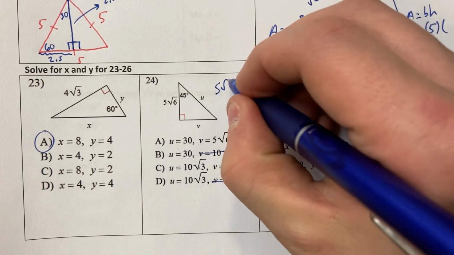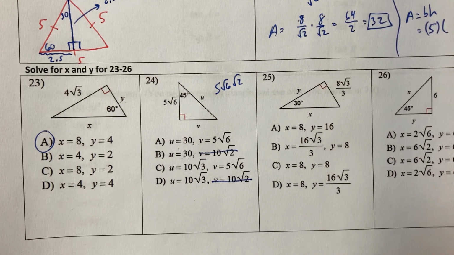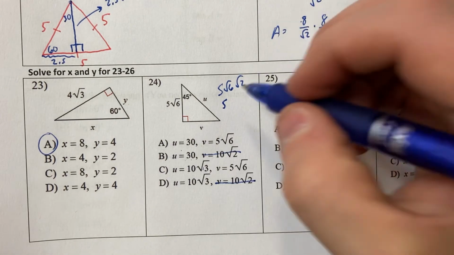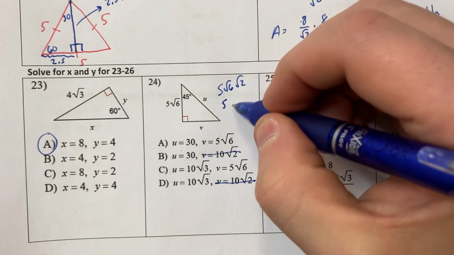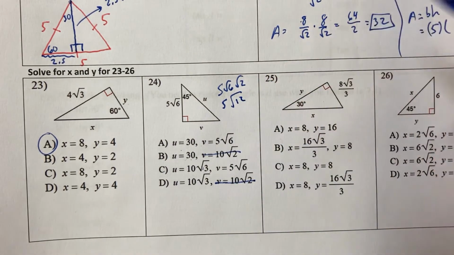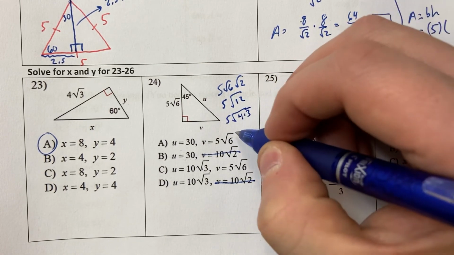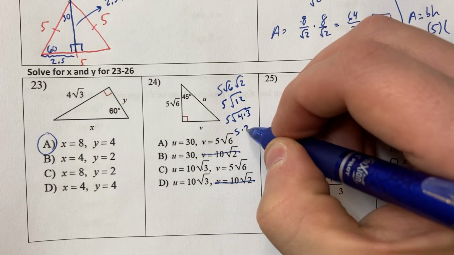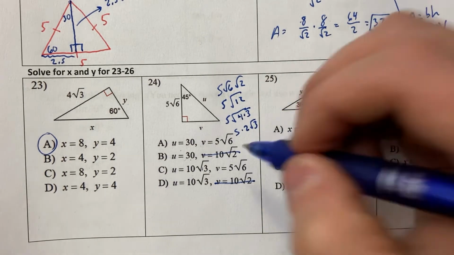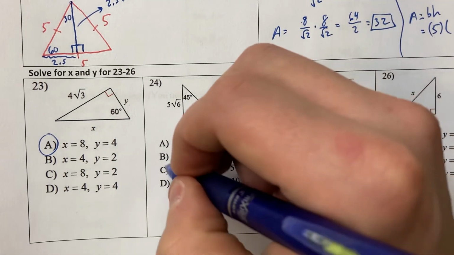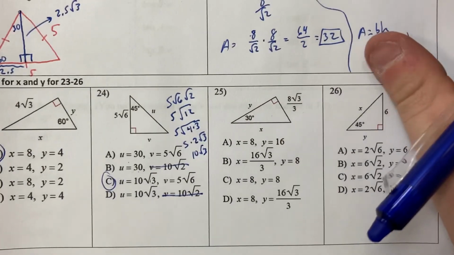So you got 5 root 6 times root 2. See how I tacked on a root 2 for that diagonal length there? Which is 5 times root 12, which is 5 times root 4 times 3, which is 5 times 2 root 3, 10 root 3. There it is. It's gotta be C.